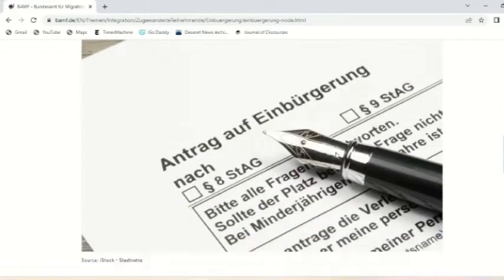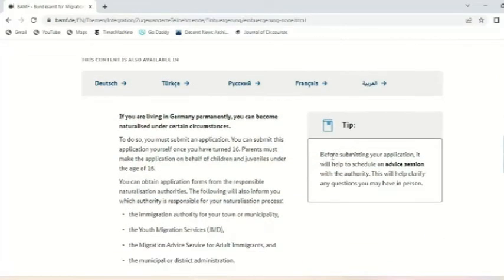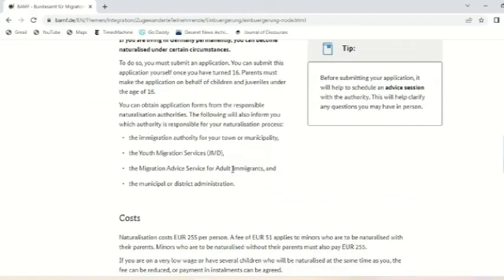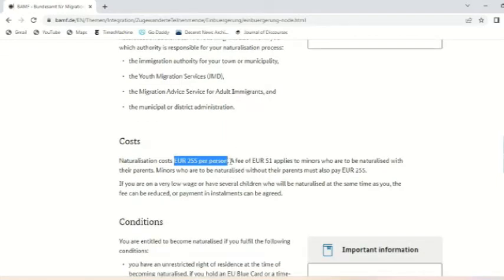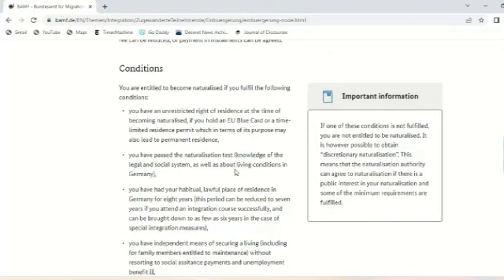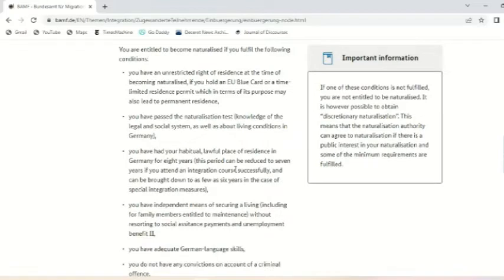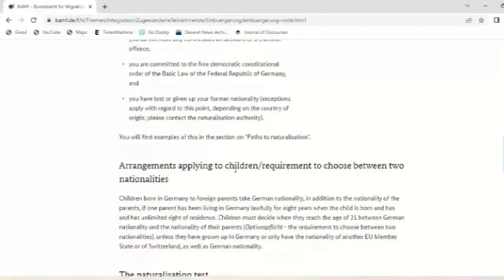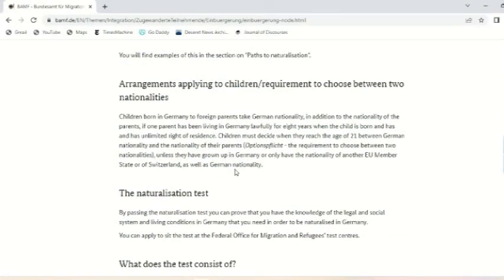So let's get started. First off, I'm looking at the requirements for naturalization in Germany. If you are living in Germany permanently, you can become naturalized under certain circumstances. It costs a fee of 255 euros for adults and 51 euros for minors. There are certain conditions. You must have an unrestricted residence permit. You must pass the naturalization test. You must have lived in Germany for 8 years.